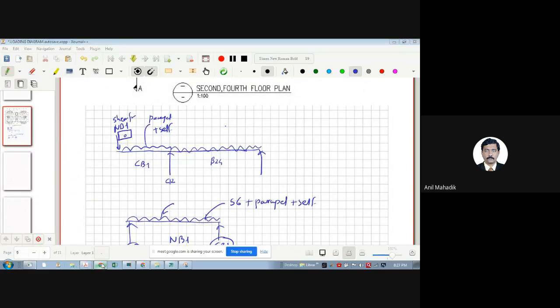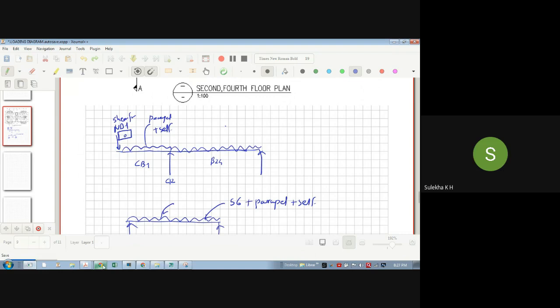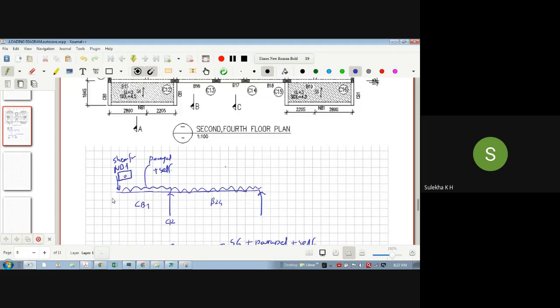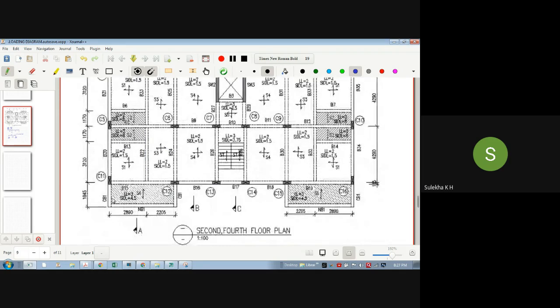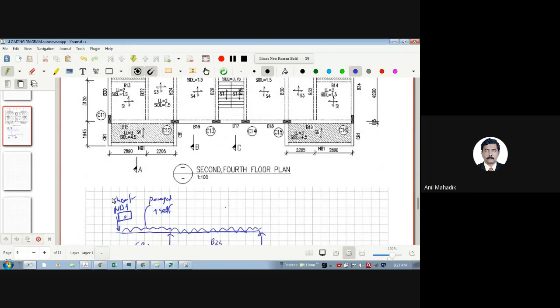So any questions? Excuse me, sir. Yes. Sir, in this example, this cantilever slab, if we cannot provide any beams in that slab from the architectural point of view, then how will the load be?